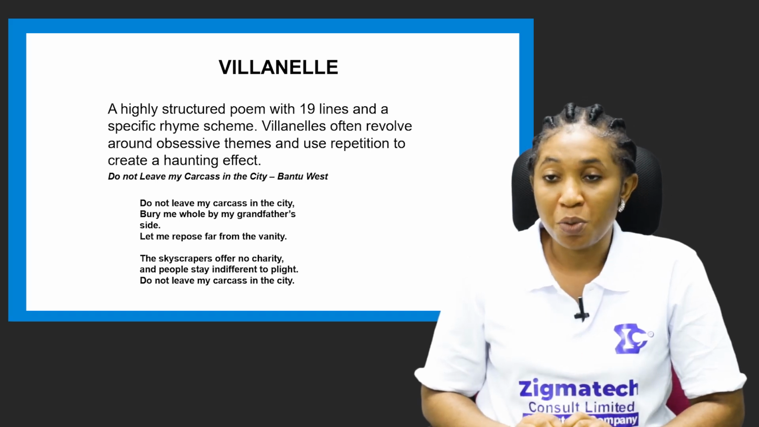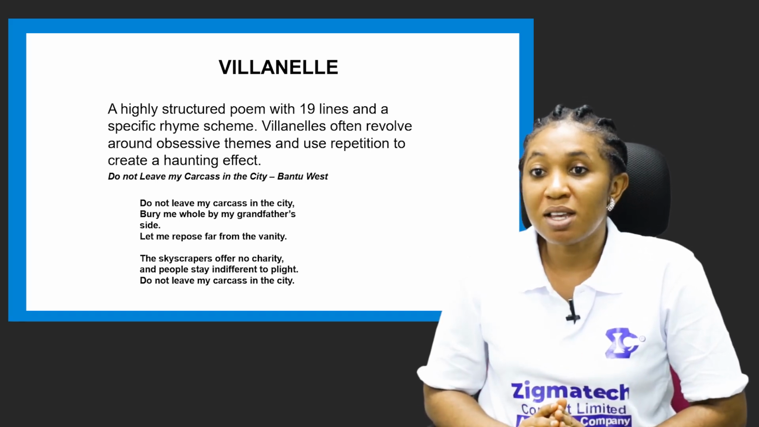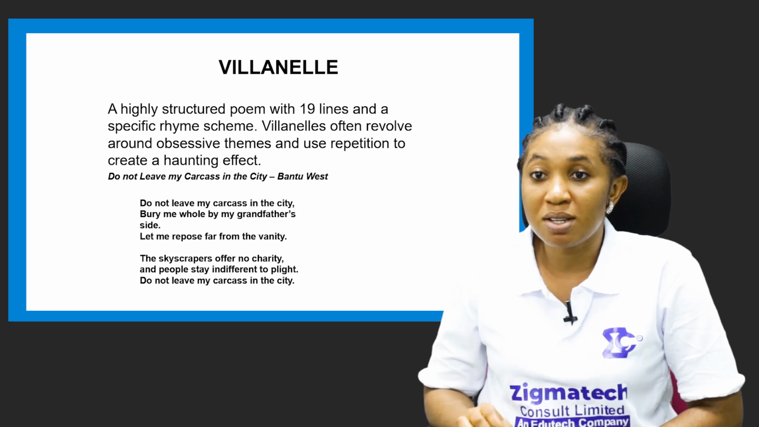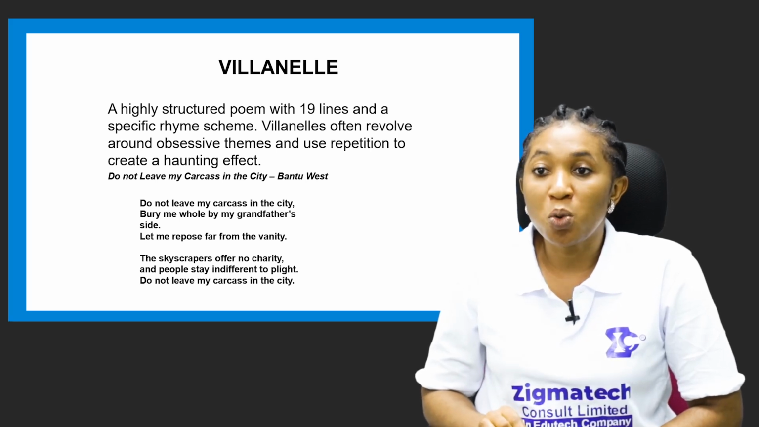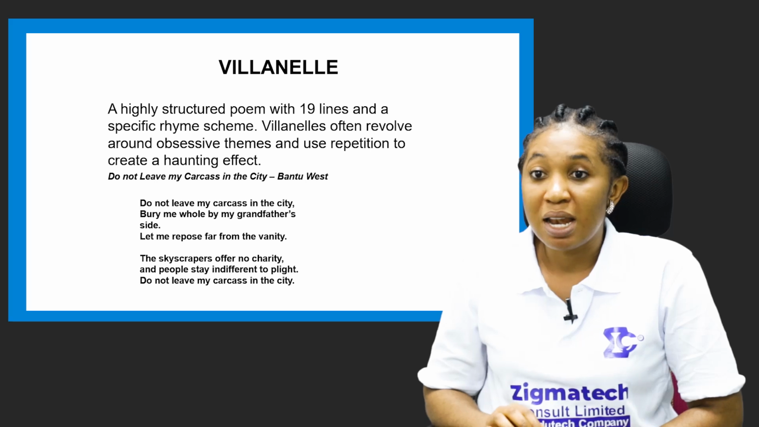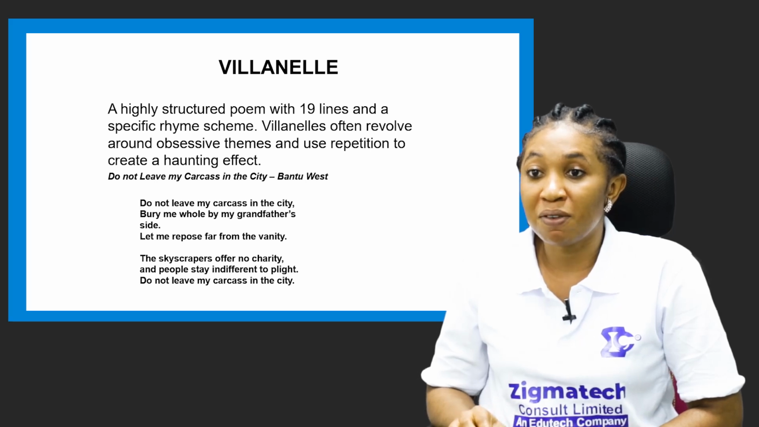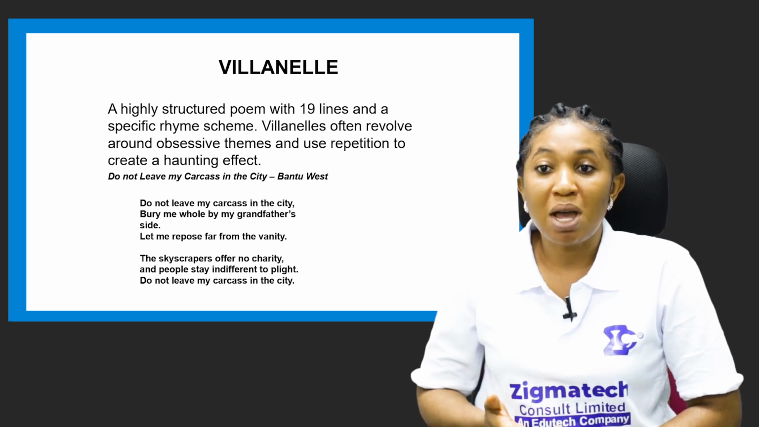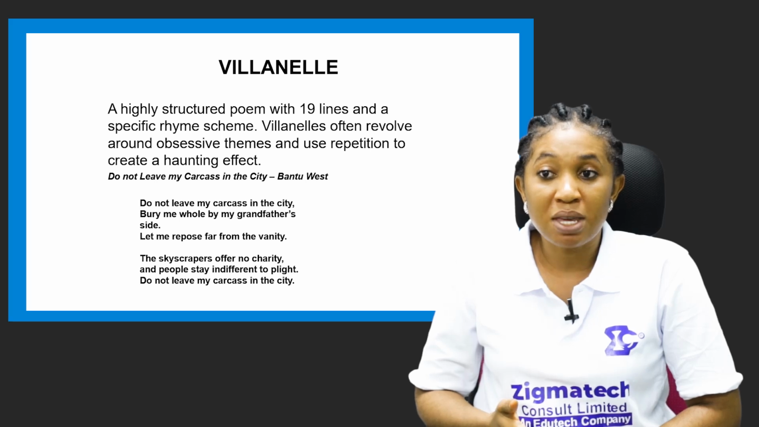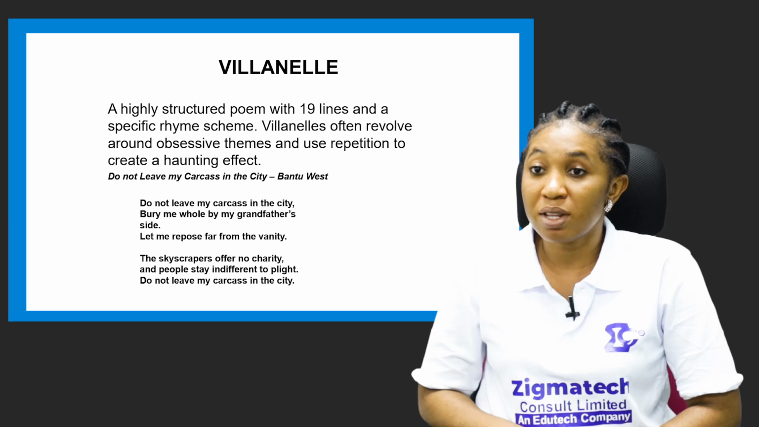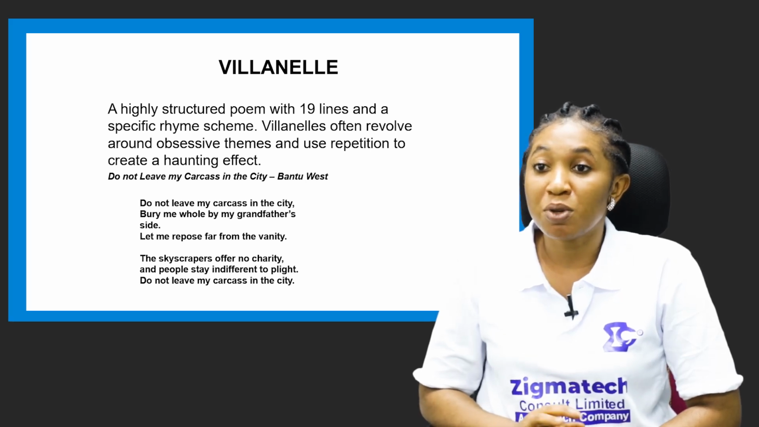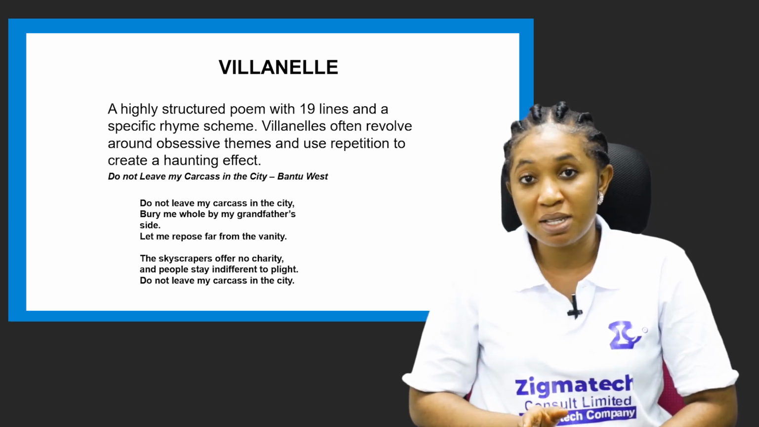I'll do the first one for you. So the first stanza says, "Do not leave my carcass in the city. Bury me whole by my grandfather's side. Let me repose far from the vanity." So the rhyme scheme is A, B, C. Okay, A, B, A, not A, B, C. A, B, A. It's because we have city rhyming with vanity.